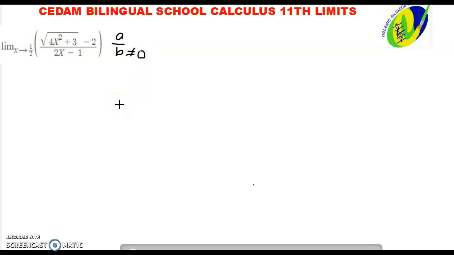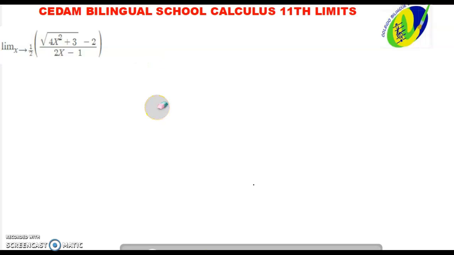So, first of all, let's replace the value of x, that is a half, in the denominator to see what we got. So 2 multiplied by a half equals 1. And 1 minus 1, 0. So, it's undefined. Now, what we have to do next is to get rid of the undefined part of this function.